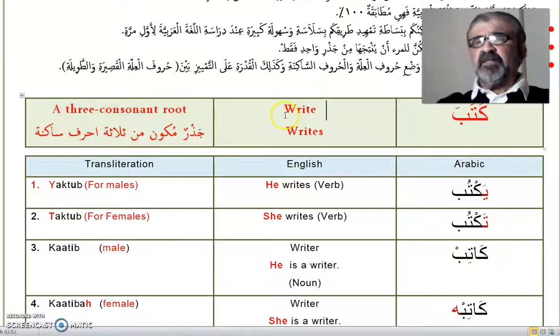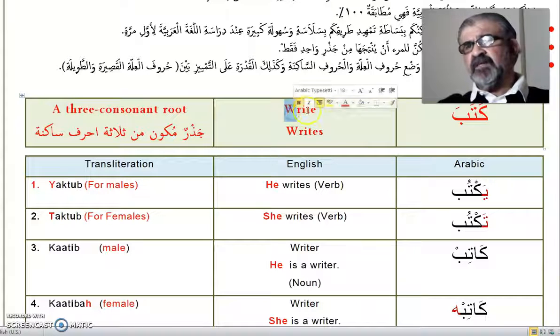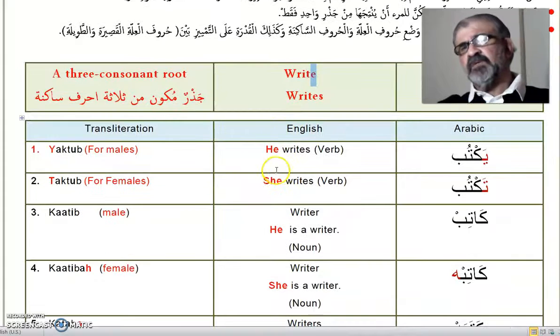In English, the root could have vowels and consonants at the same time. As you can see, the W is a consonant, the T is a consonant, the R is a consonant, while the I and the E are vowels. Now, let's start with the first one, yaktub.